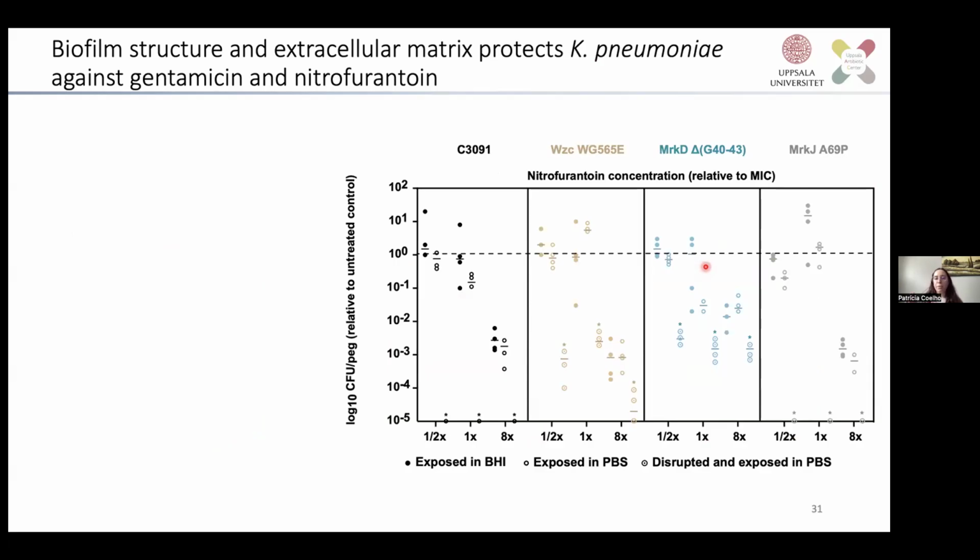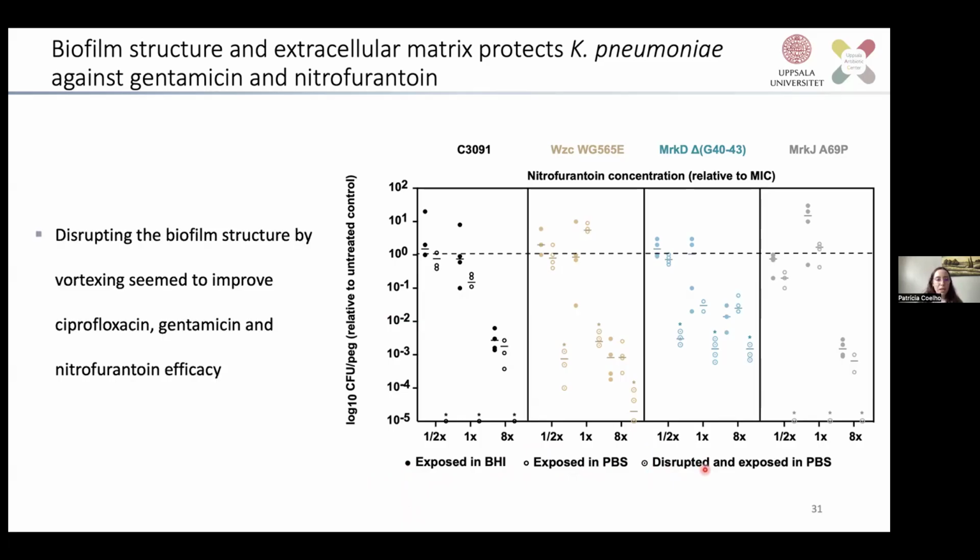And we saw that for some antibiotics, and we have here this graph where the full dots are the bacteria exposed in medium. The empty dots are the bacteria exposed in just PBS, and then the empty dots with a dot inside were disrupted before antibiotic treatment. And for some antibiotics, like ciprofloxacin, gentamicin, and enoxaparin, this actually worked. By getting rid of the structure of the biofilm, these antibiotics were actually able to kill the bacteria, and sometimes even completely eradicate the biofilm.